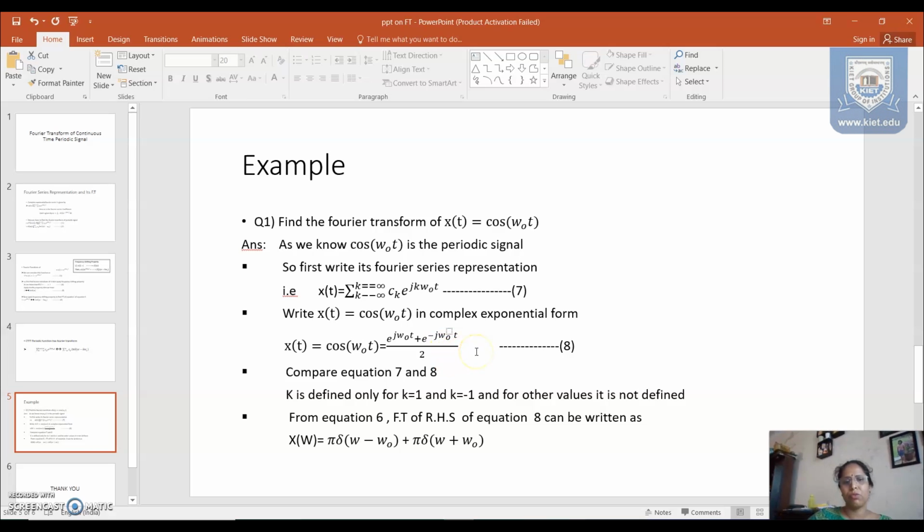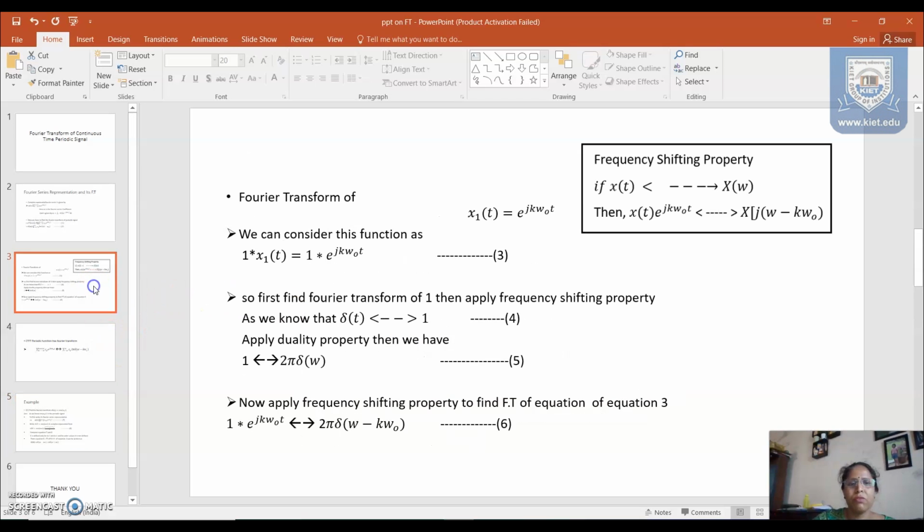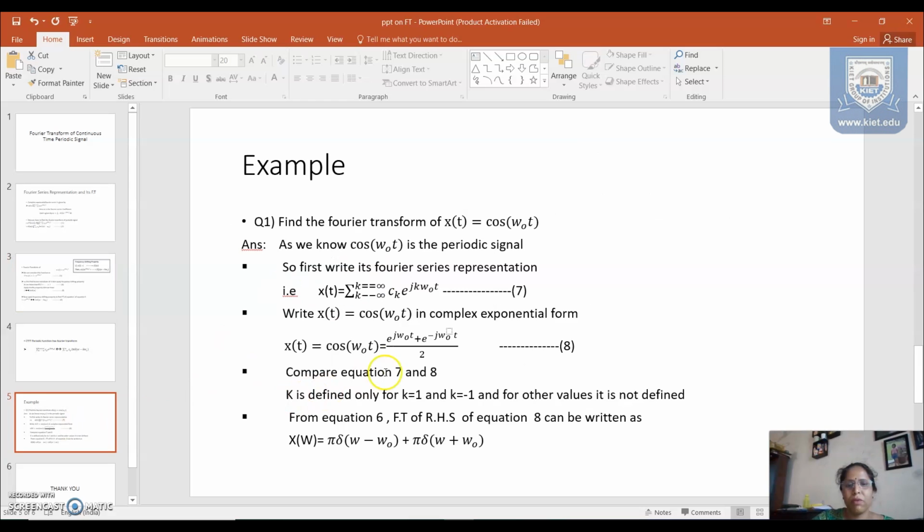Okay. To find the Fourier transform of e^(j omega naught t), we will use the same concept that I have used here to find the Fourier transform. So the Fourier transform of e^(j omega naught t) will be pi delta(omega minus omega naught), and e^(-j omega naught t) has the Fourier transform pi delta(omega plus omega naught). So this is the Fourier transform of cos omega naught t.